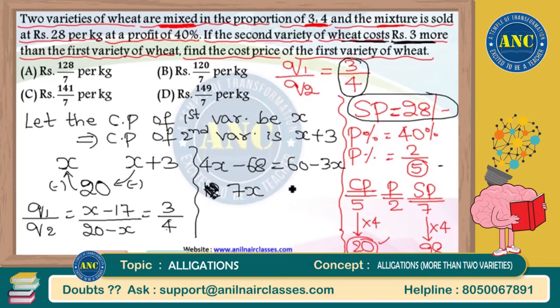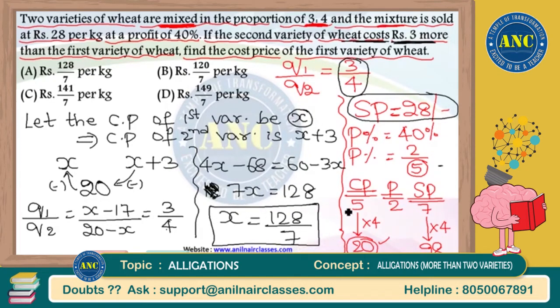7x is equal to 60 plus 68, which is 128. So x is 128 divided by 7, and x is nothing but the cost price of the first variety of wheat. The x value is 128 divided by 7 rupees. I hope the idea is very clear for you. Find the cost price of the first variety of wheat. The answer for this question is 128 by 7 rupees per kg. I hope it is very clear for you people.